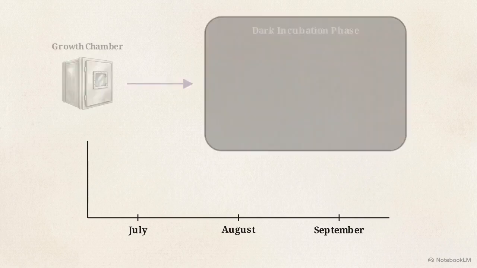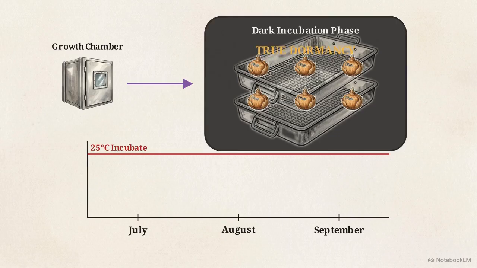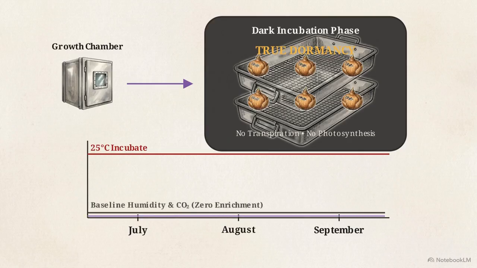The crop cycle begins during the hottest summer months, from July through September. During this phase, corms are kept in dark chambers suspended on racks at a constant temperature of 25 degrees Celsius. At this point, the plant is in true dormancy. The corm is not actively transpiring or photosynthesizing. Because the plant is dormant, CO2 and humidity parameters must remain at baseline levels.